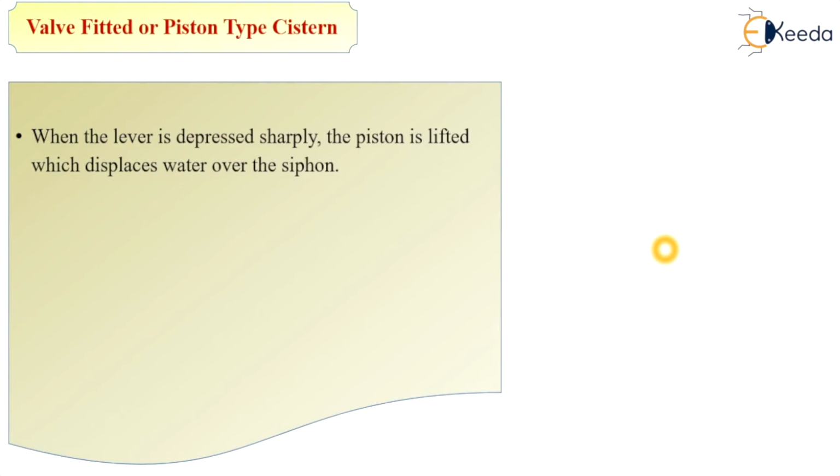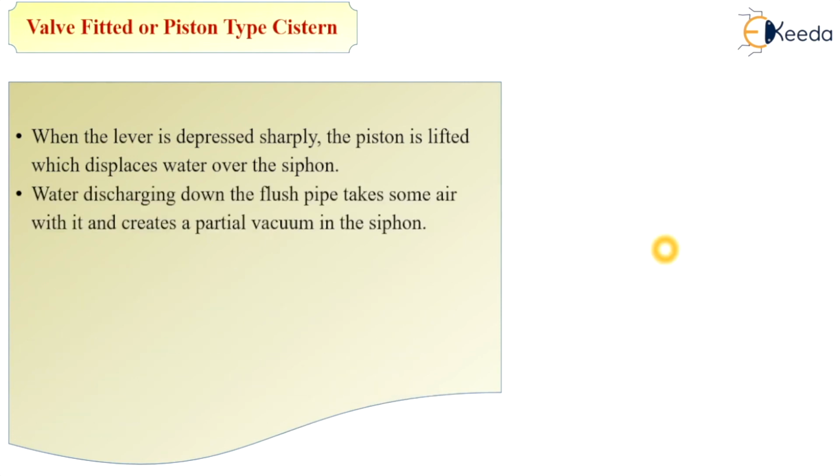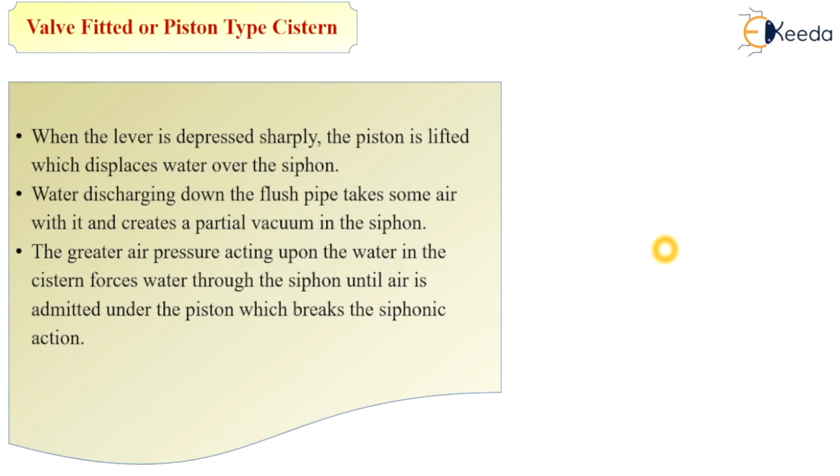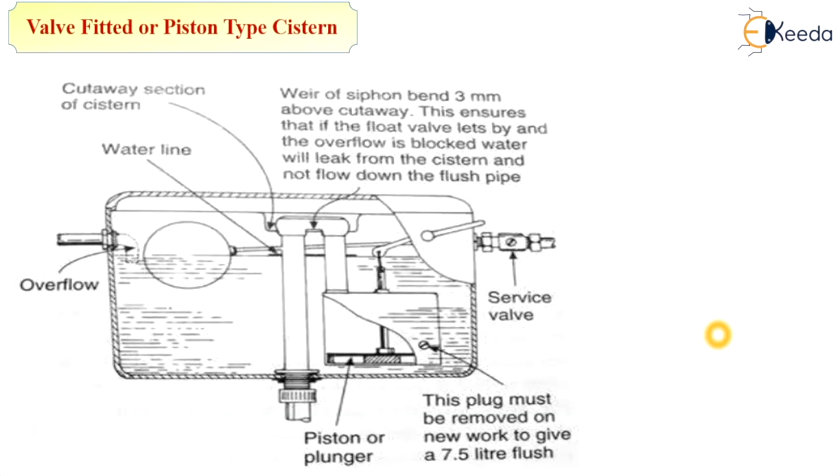Next type is the piston type system. When the lever is depressed sharply, the piston is lifted which displaces water over the siphon. Water discharging down the flush pipe takes some air with it and creates a partial vacuum in the siphon. The greater air pressure acting upon the water in the system forces water through the siphon until air is admitted under the piston, which breaks the siphonic action. So this is the commonly used piston type flushing system that is installed in our household appliances.